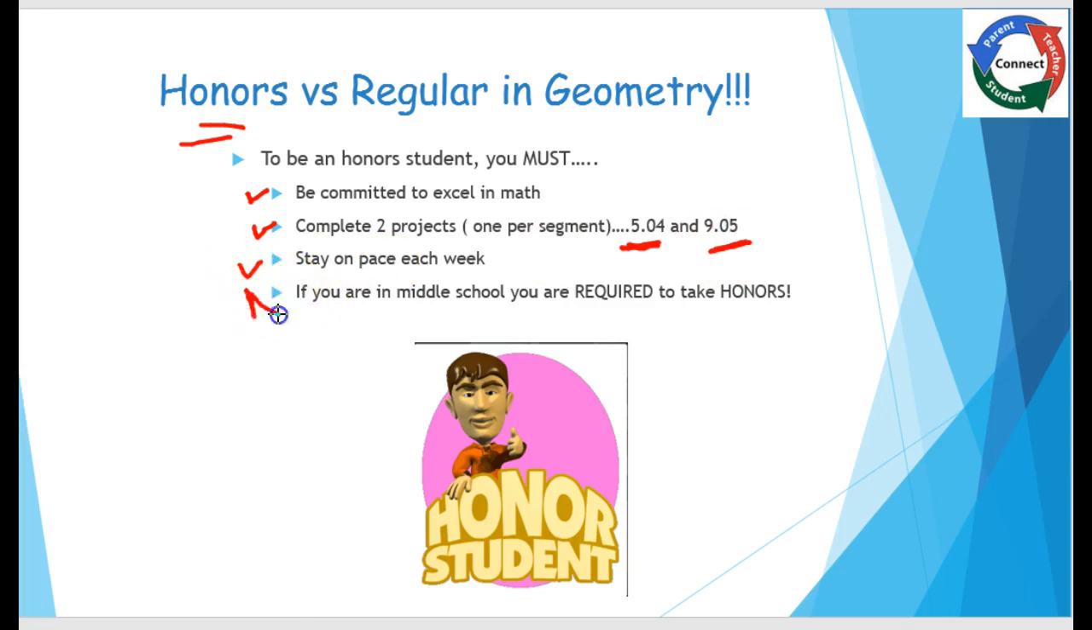If you're a middle school student, this is important. If you're in middle school taking a high school for credit course, you are required to take honors. So you don't have a choice. If you happen to be a high school student, 9 through 12, you have the choice. If you did not enroll for honors, I encourage you, if you think that you're a strong math student and you want to take on the challenge, go take a peek at 5.04 and 9.05 and say, are you interested in taking on that challenge?